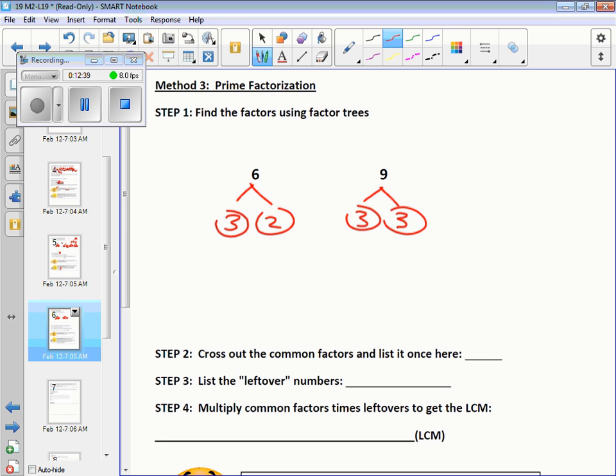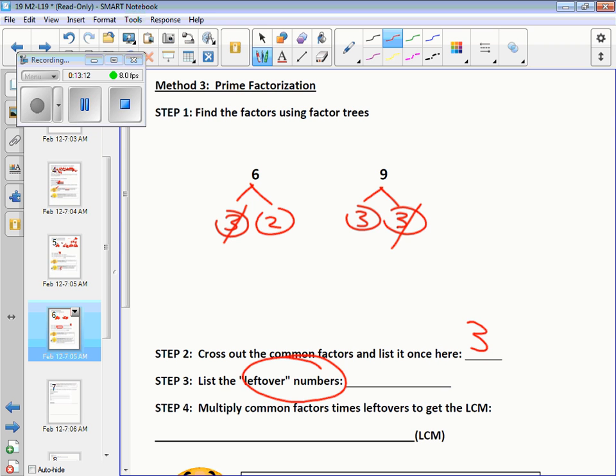A prime factor you see in both. Ready? Cross out in both trees, list it. List it only once. Okay, next, do you see anything else that's common in both trees? Okay, there is not, right? Anything that's circled that is not crossed out is what we call the leftover numbers.